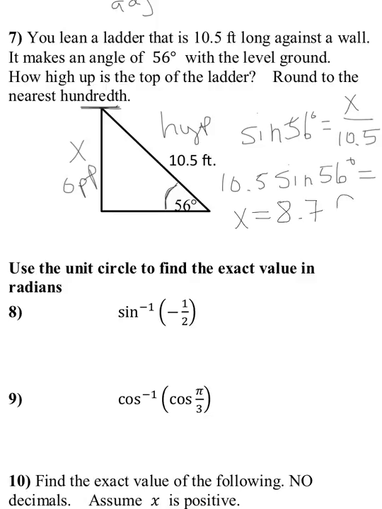Which makes sense when you think about it. You're looking at the other length in the triangle. 10.5 is the longest side, and it should be longer than this side that's opposite, and the side that is opposite is 8.7. So that makes sense.